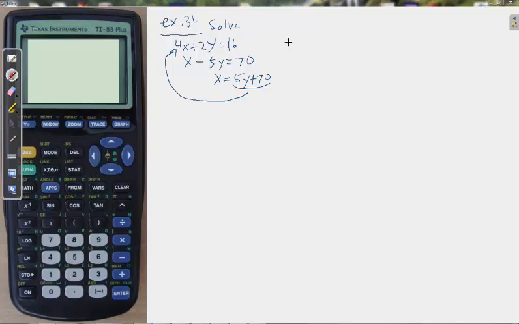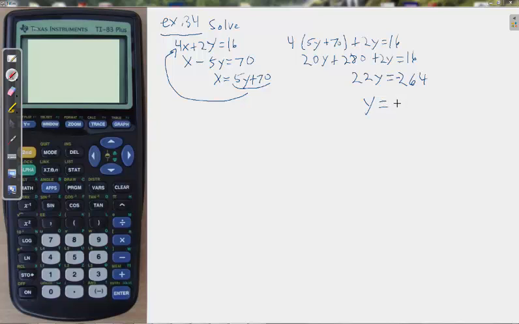plug in there. So I'll have 4 times 5y plus 70 plus 2y equals 16. That'll be 20y plus 280 plus 2y equals 16. Move over the 280, 22y equals negative 264. Now I do believe that goes in evenly.